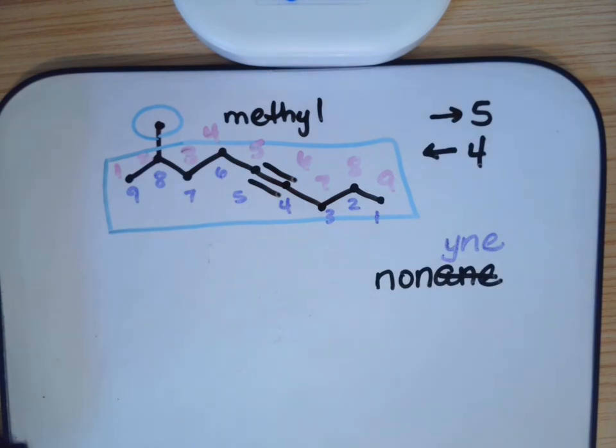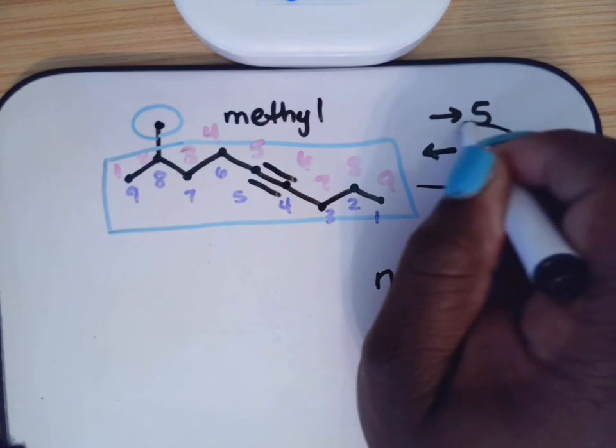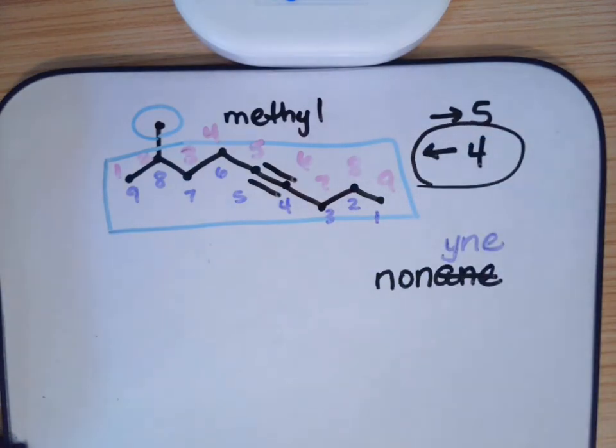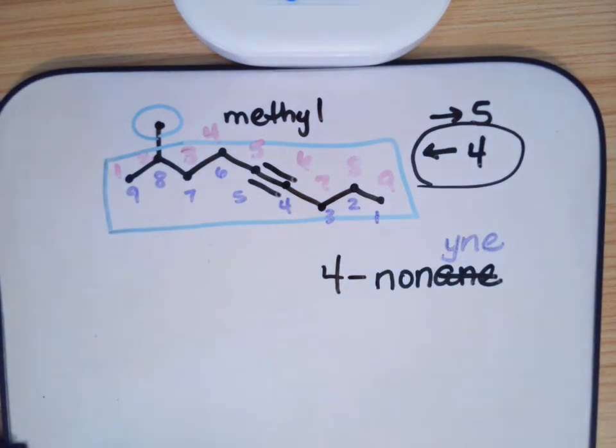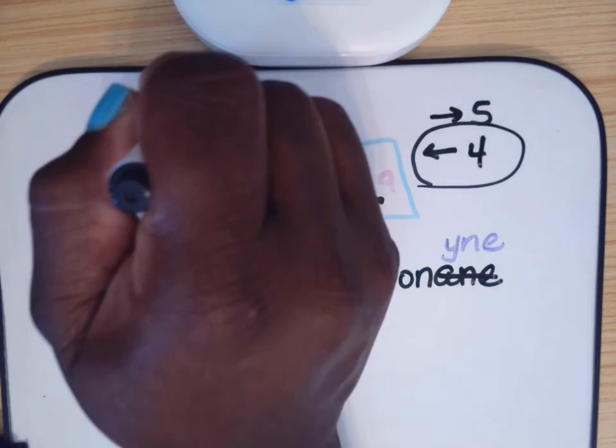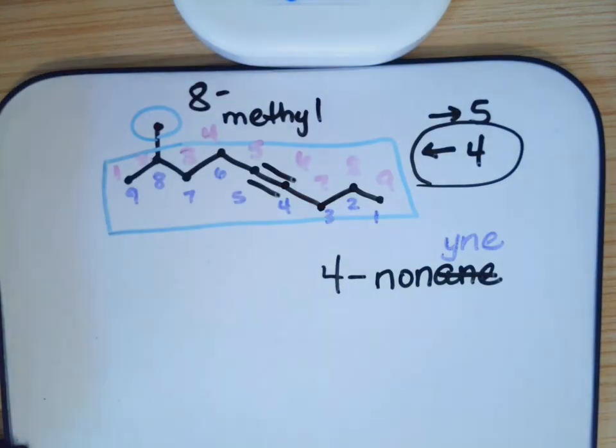And so even though the methyl group would have a higher number, because numbering from right to left gives our triple bond a lower number, this is the direction that we must number. So what that tells us is that our triple bond will start on carbon 4, and our methyl group will be located on carbon 8 of the parent chain. From there, we've identified the parent chain, we've identified the substituent, we've indicated where everything is located. Now we can put it all together to name the compound.